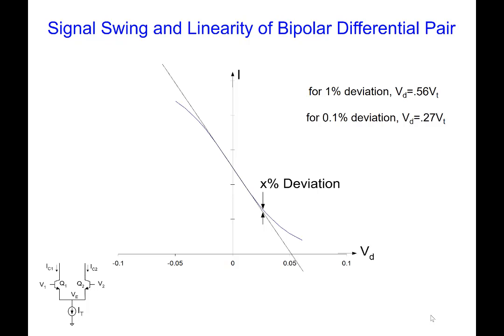As we did for the MOS device, we can look at the amount of differential input we can provide for X% deviation from linear. For 1% deviation it is 0.56 VT. For 0.1% deviation it is 0.27 VT. So 1% deviation is about 12 millivolts. For 0.1% deviation, it's 0.2 times 25, about 5 millivolts or something. Not too big, is it?